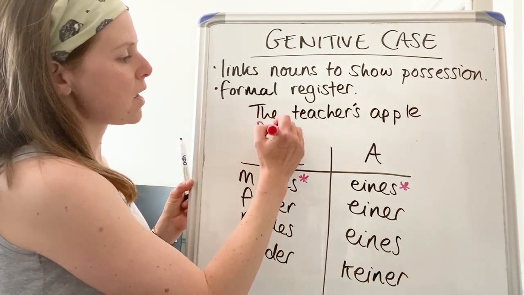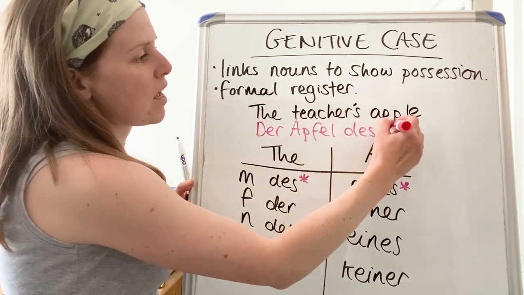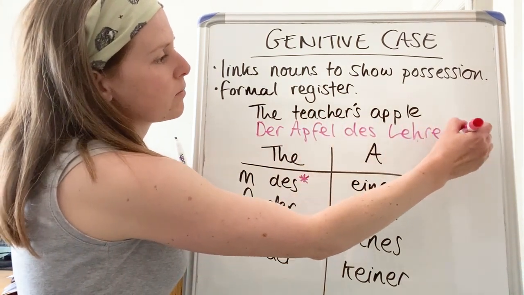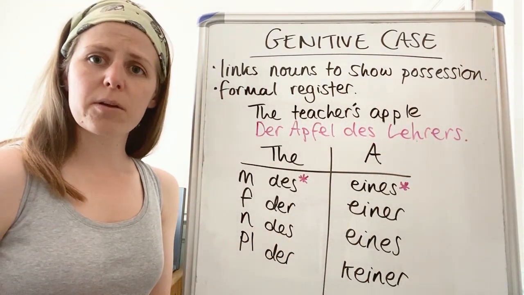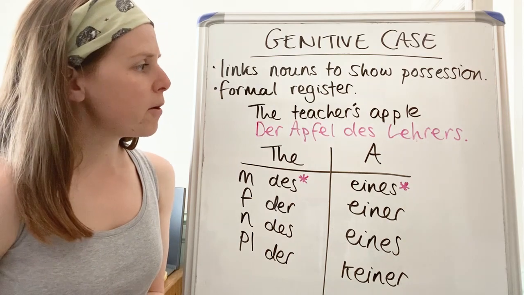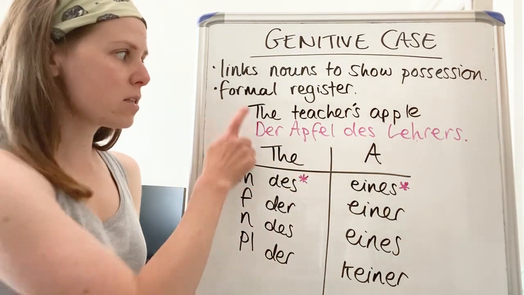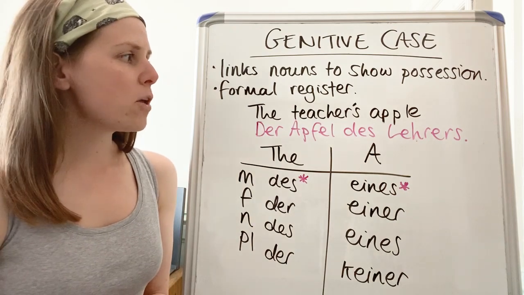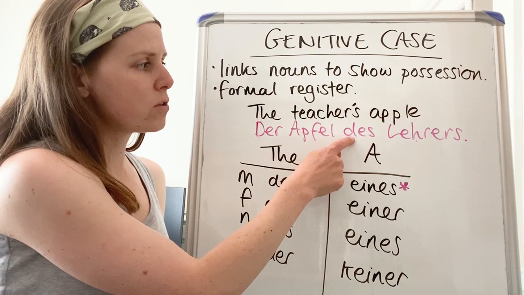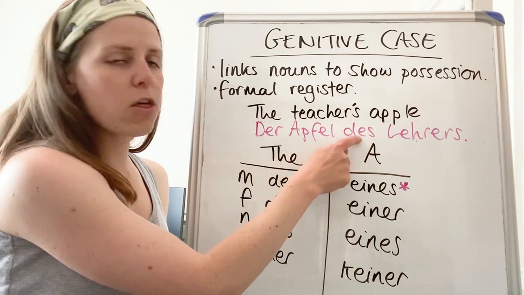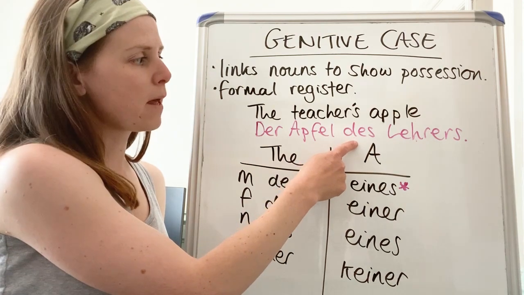So we go der Apfel des Lehrers. Okay, so you've probably noticed a couple of odd things there. So I've got here the apple of the teacher, the teacher's apple. We can still translate it like this, okay? You can see here we have got the word for the, of the, for masculine nouns in the genitive, okay?